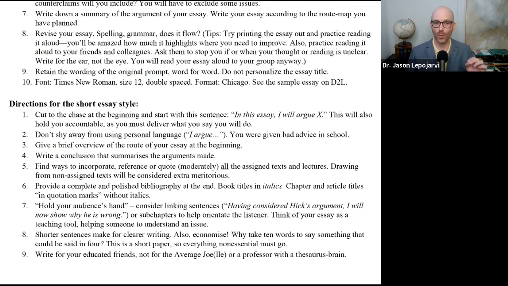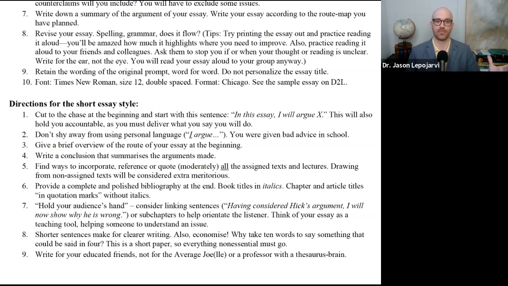Retain the wording of the original prompt, title, word for word. Don't personalize the essay title. It's fun to personalize them, but for this exercise, just stick with the essay title. It helps you to remain accountable and not go off in various rabbit holes.